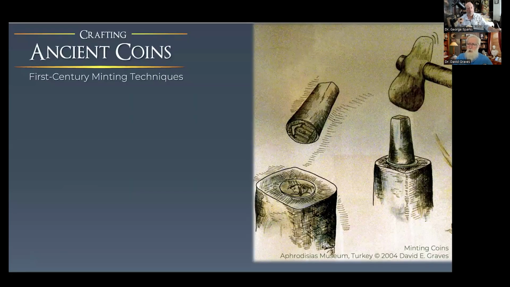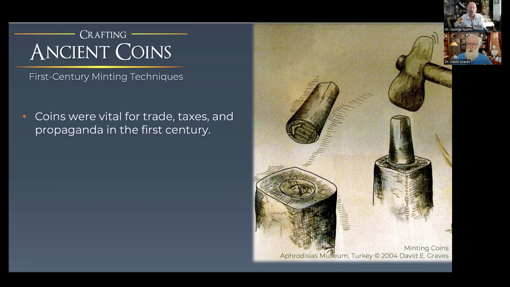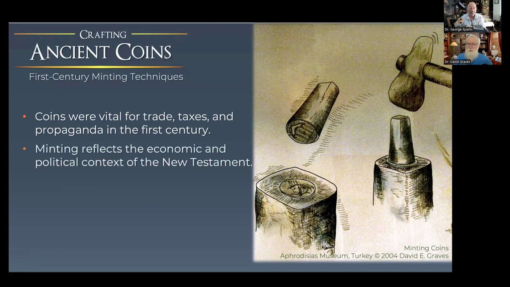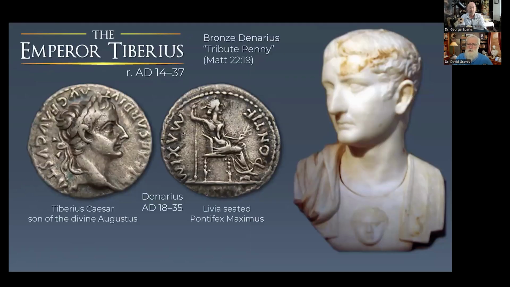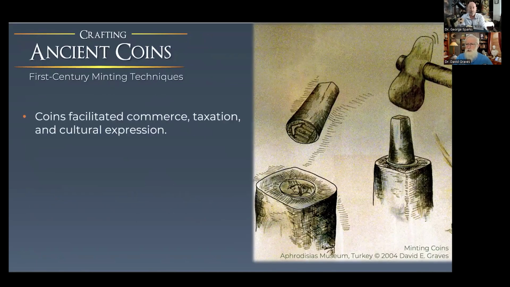Now, the minting technique, how were these things made? Well, they were vital for trade, for taxes, for propaganda in the first century. That's how they got their message out, and they reflected the economic and political context of the New Testament. So we know a lot about what was going on in the New Testament from the coins, and the archaeological finds of coins enhance our understanding of scripture. As we said, here is Tiberius Caesar. Here's the bronze coin. I showed a silver one earlier. And of course, when Jesus takes a coin and says, give unto Caesar what's Caesar's, well, that's the Caesar he's talking about, Tiberius.